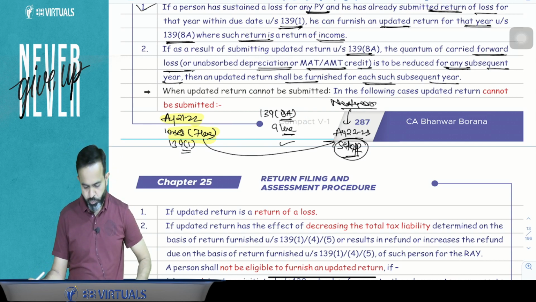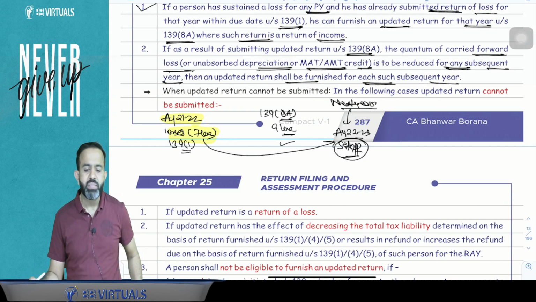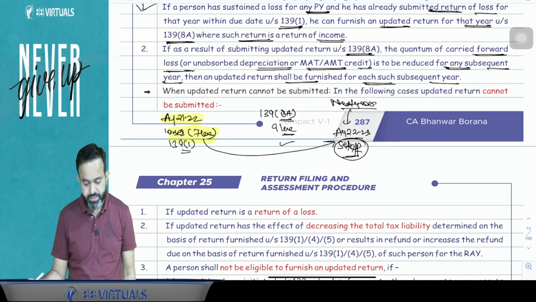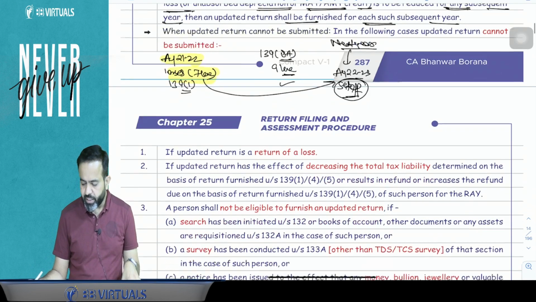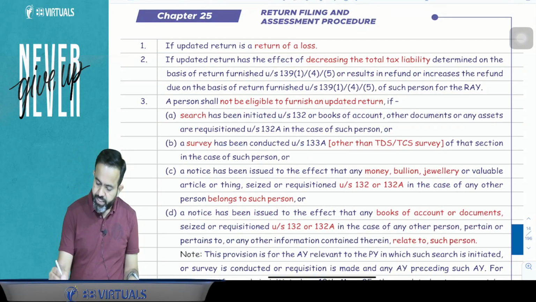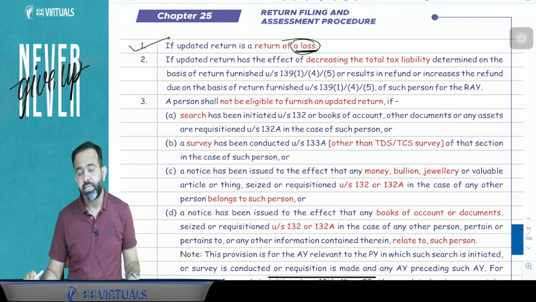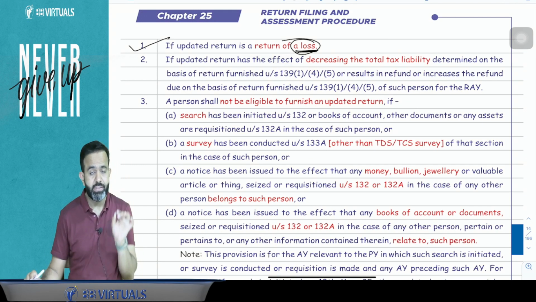Yes. Now one more point: when updated return cannot be submitted. There are some cases where you cannot file the updated return. In the following cases, updated return cannot be submitted. First, if the updated return is a return of loss, that I already discussed, you cannot file a loss return as an updated return.